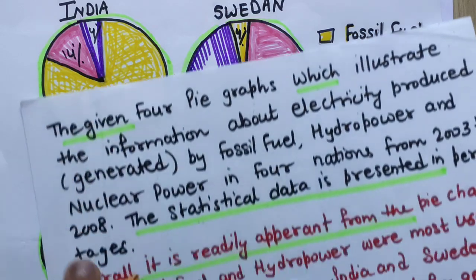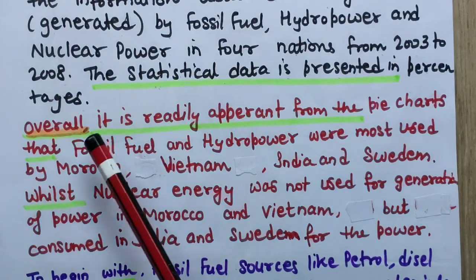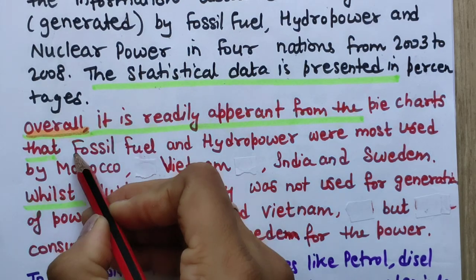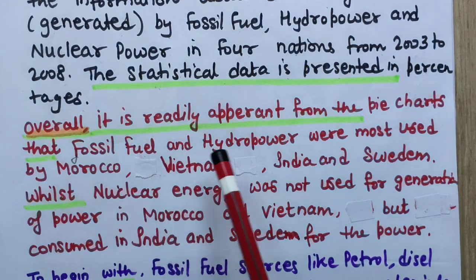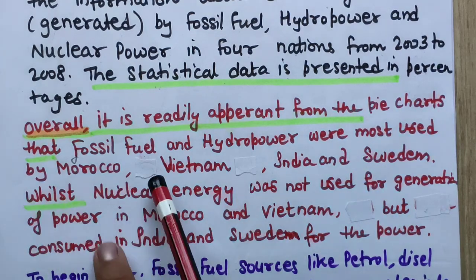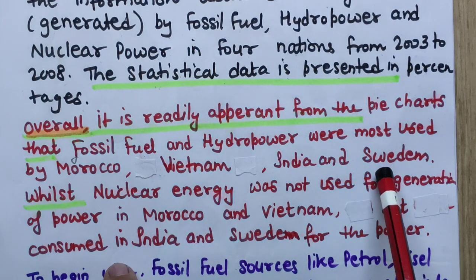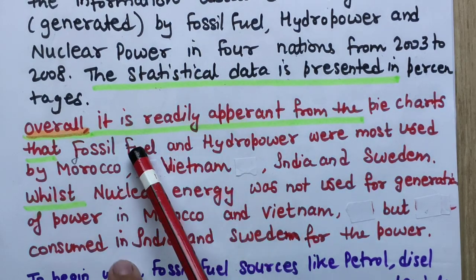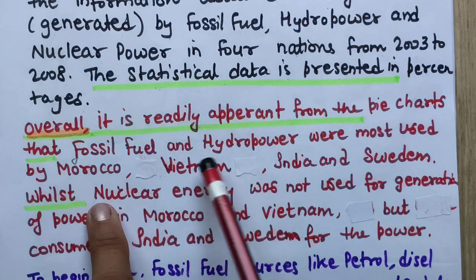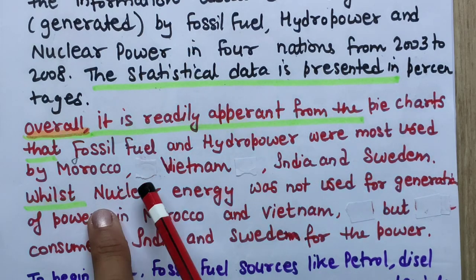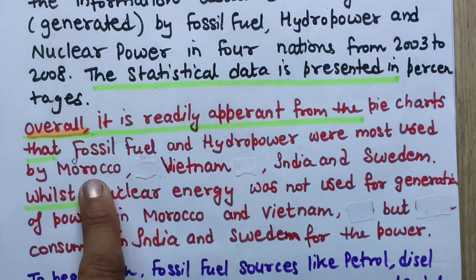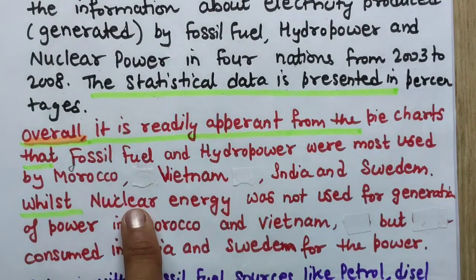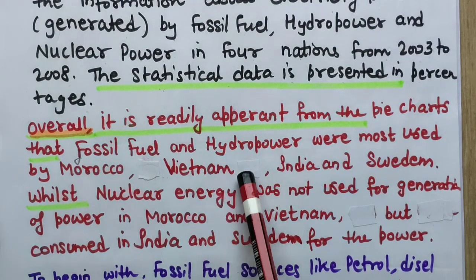Now I will show you my overall paragraph. See this. Overall, it is readily apparent from the pie charts that fossil fuel, it is not capital actually, fossil fuel and hydropower were most used by Morocco, Vietnam, India and Sweden. Actually, this sentence structure is, I think, fossil fuel first, which was mostly used by India and Sweden. And what about hydropower? Hydropower is the pink one. So you can make a separate sentence, but I have combined it into one.